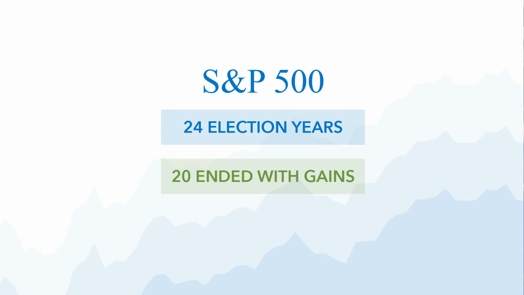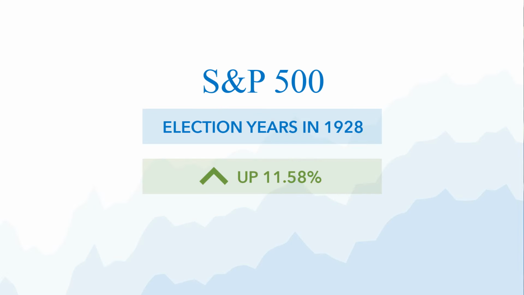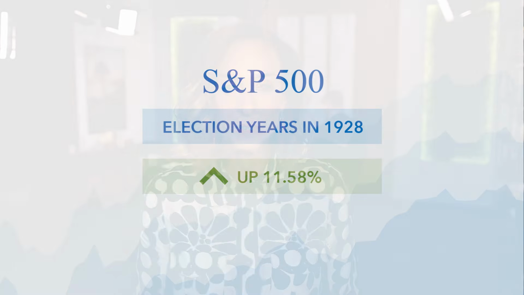But hang on, I've got some optimistic stats as well to think about. Historical data does suggest a trend of generally positive performance for the S&P 500 index during presidential election years. Out of the 24 election years since the inception of the S&P 500, 20 have ended with gains. On average, the total returns of the S&P 500 during the presidential election years from 1928 up to the 2020 election have recorded an impressive average of 11.58%. So these are some interesting facts, but really your biggest concern is your retirement.